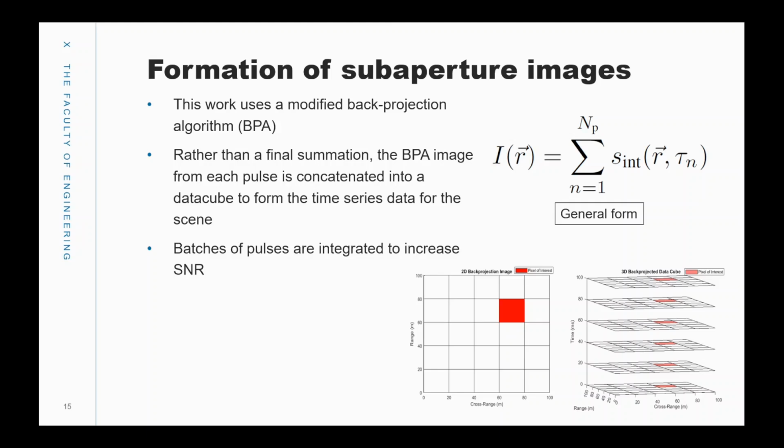So the formation of subaperture images in this work is achieved by using the back projection algorithm. Back projection algorithm in its general form is used to focus SAR images, and it works by forming an image grid of pixels, and essentially you go through each pulse and project the information onto that image grid, and you apply phase changes which account for the range to the pixel and platform velocity for each pulse. Then you sum all that up and you can create an image.